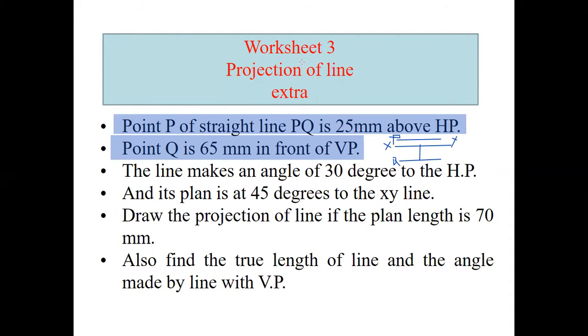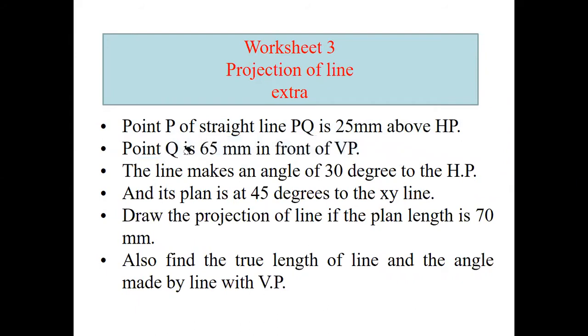The line makes an angle of 30 degrees to the horizontal plane, and its plan length is making 45 degrees. Beta is 45 degrees. Draw the projection of line if the plan length PL is 70 mm. Also find the true length of line and the angle made by line with vertical plane. So let us start drafting this problem.